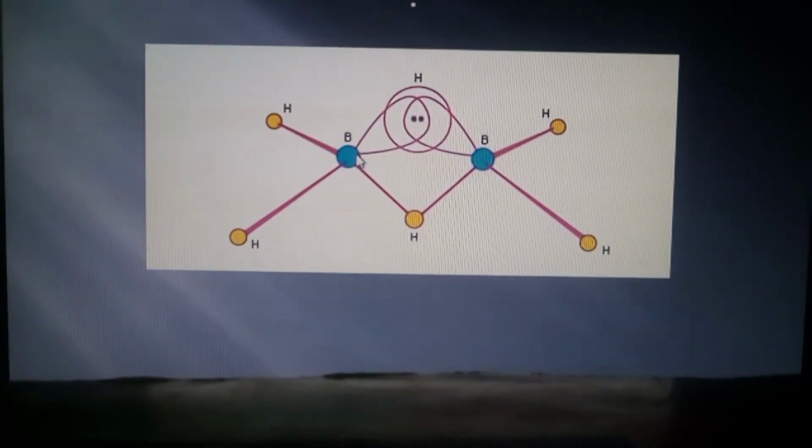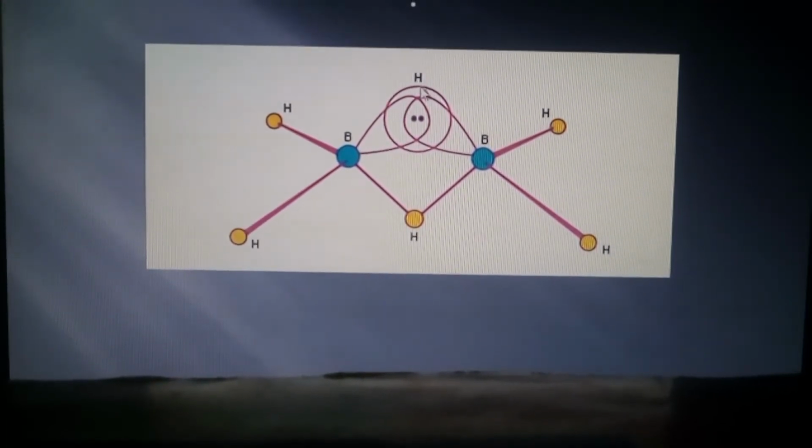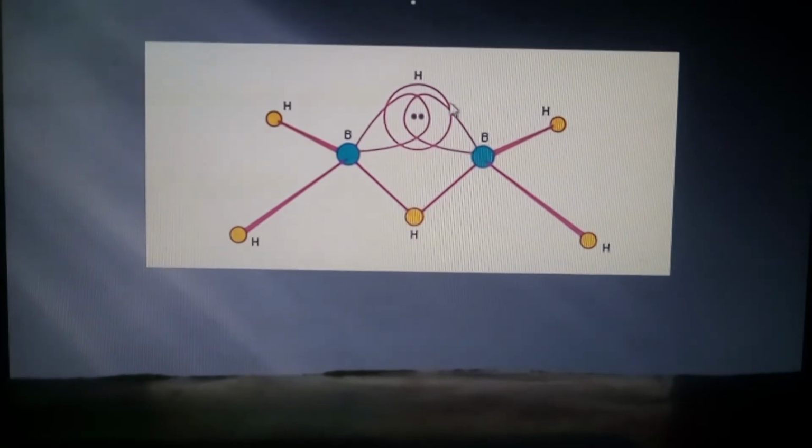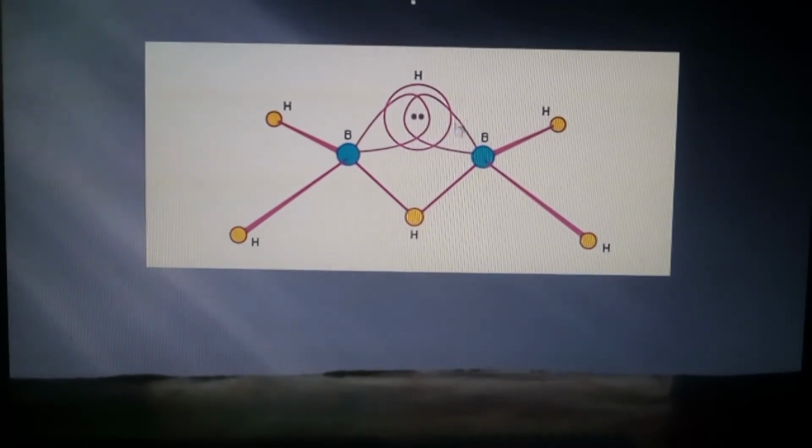The singly filled hybrid orbital of 1 boron atom, half-filled 1s orbital of hydrogen atom and vacant sp3 hybrid orbital of the other boron atom undergo overlapping to form a boron-hydrogen-boron bond. It is a bridging bond.